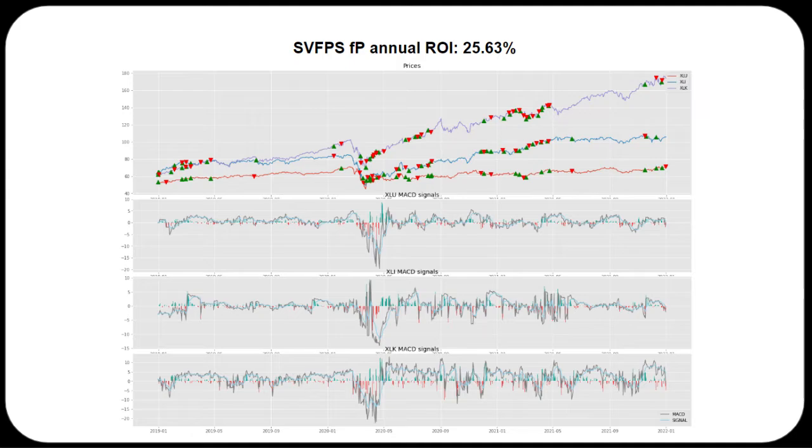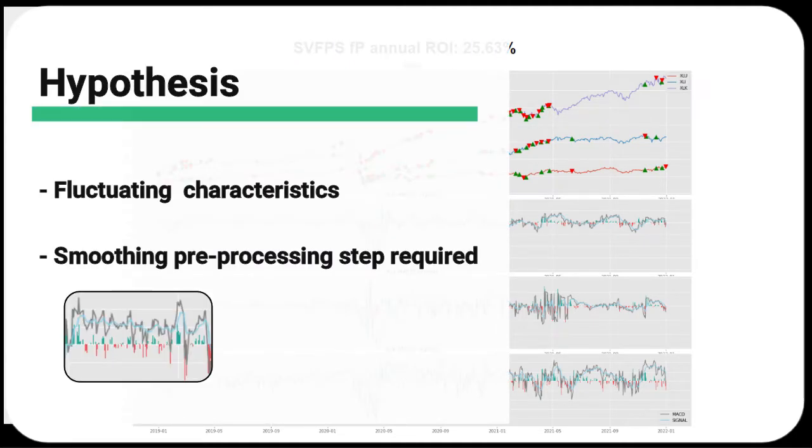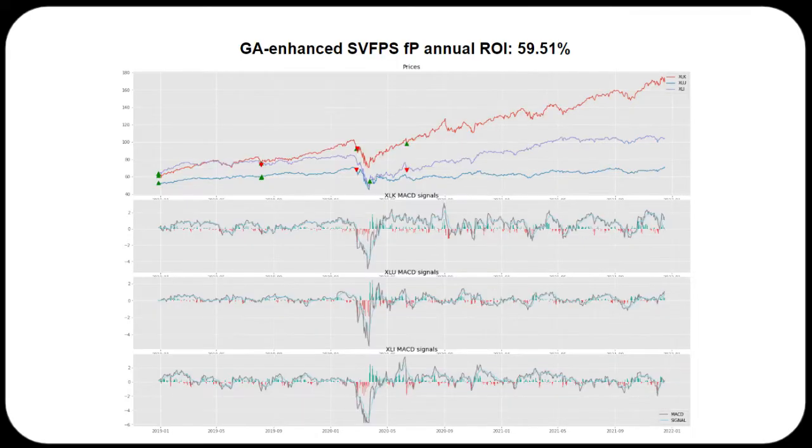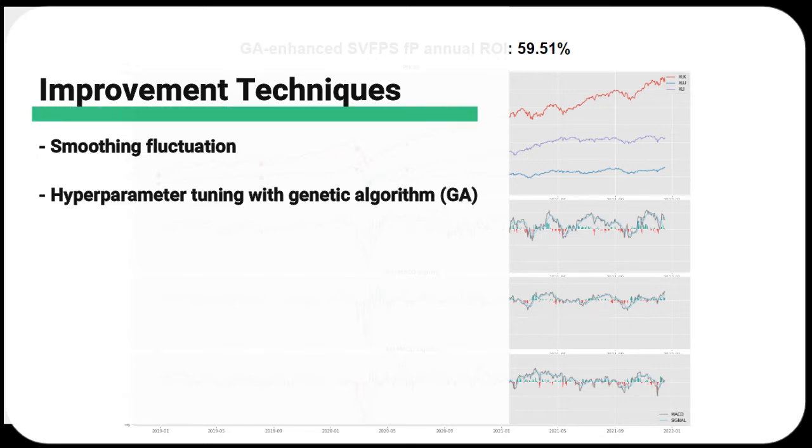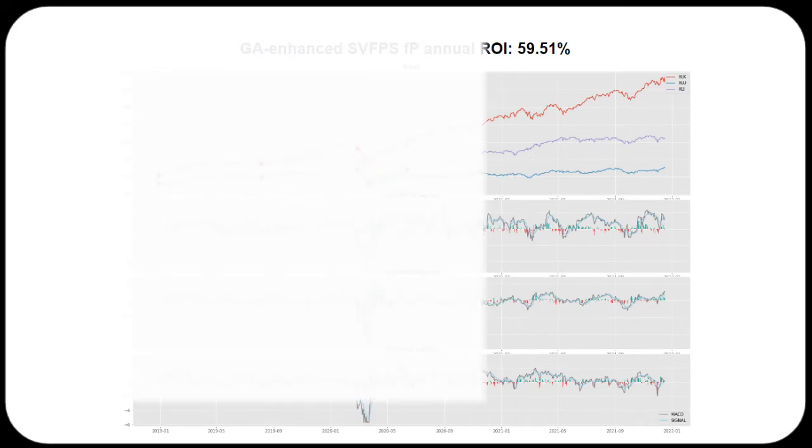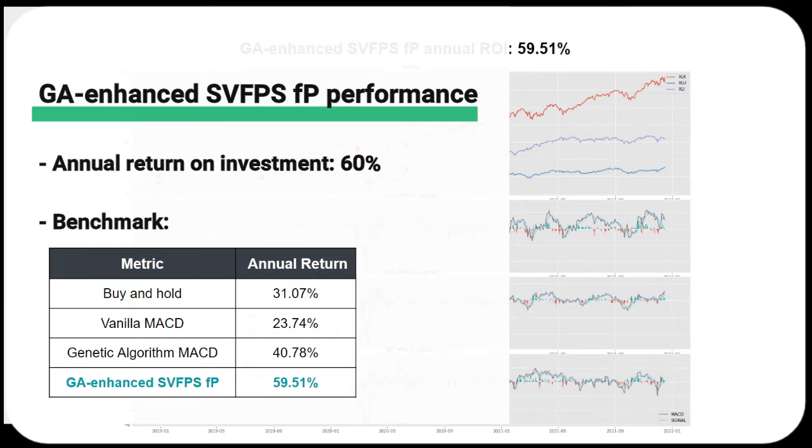The author has hypothesized that the weak performance is due to the fluctuating characteristic present, which requires a smoothing pre-processing step to improve the performance. The author has conducted a follow-up experiment attempting to improve the performance of the previous experiment. The experiment consists of smoothing out the fluctuation and optimizing the hyperparameters with a genetic algorithm. The experiment concluded with a drastic improvement, having a return on investment of 60%.